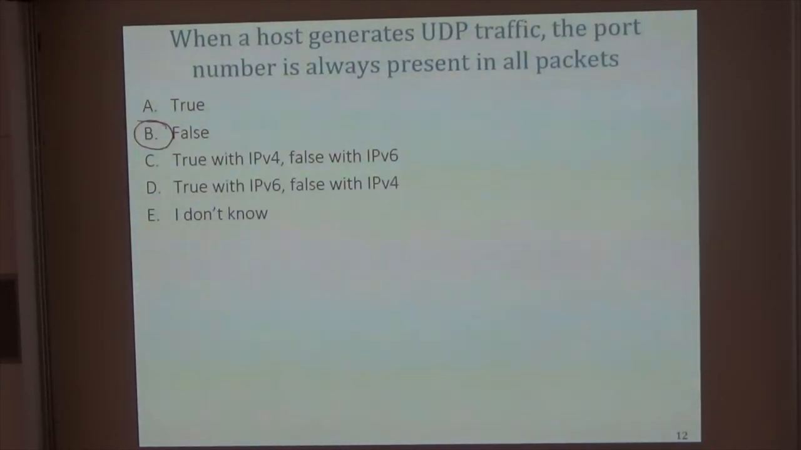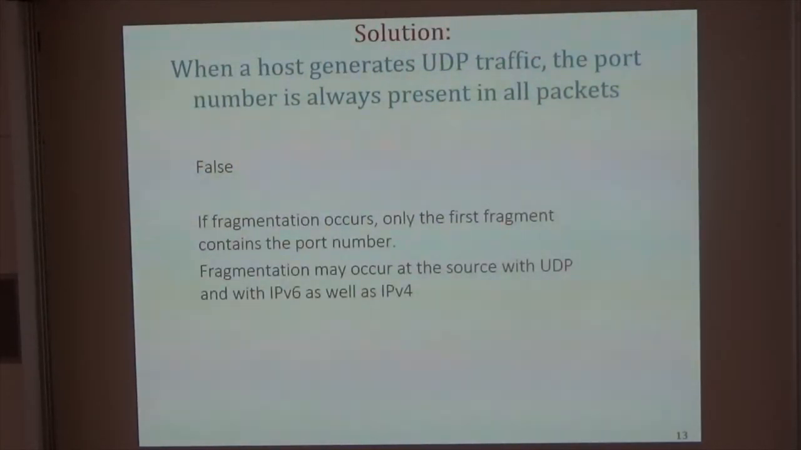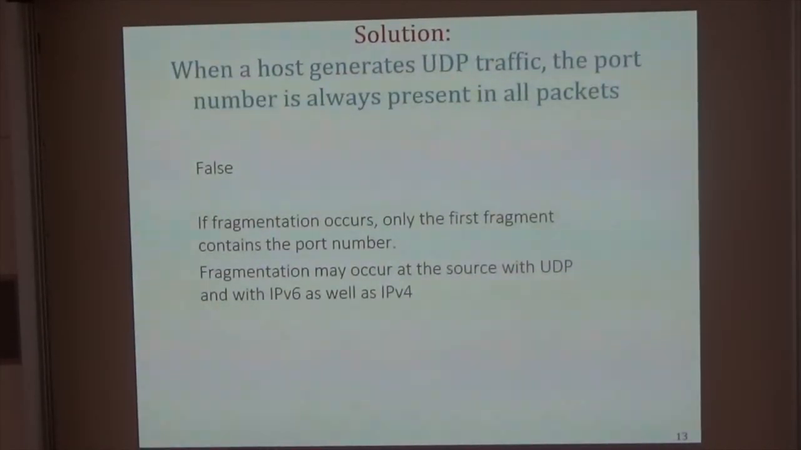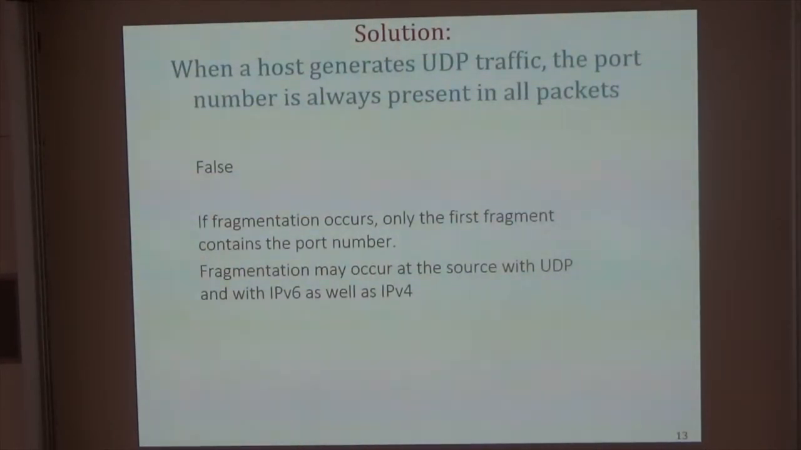Of course, most of the time it's true, except if there is fragmentation, which is possible even with IPv6. If the application generates a UDP datagram that is larger than the MTU of the interface, or even than the path MTU, if the host does a path MTU discovery to the destination, then you fragment the packet. The UDP port number is in the UDP header, which is at the beginning of the payload of the IP packet. So when you fragment it, you fragment the entire payload, which has the UDP port only at the beginning. So the second fragment is just the second half of the packet, which doesn't contain the UDP header. So it contains no port number.